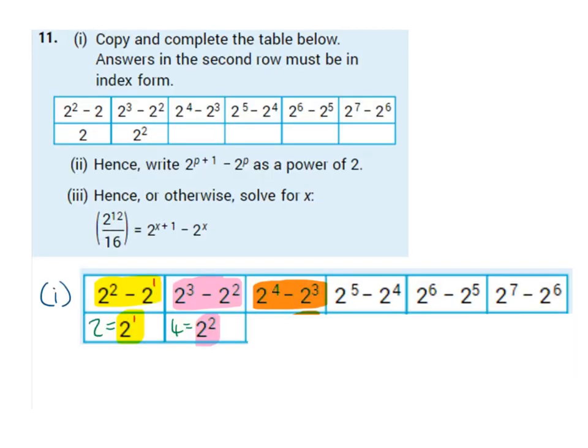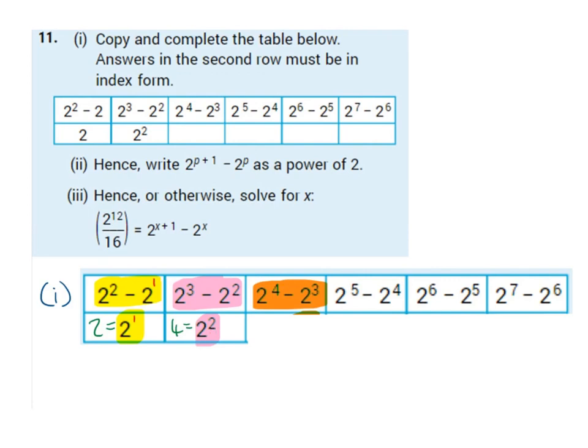So let's have a look at the first box or the first column and see how we got 2 here. So if you input into the calculator 2 squared minus 2, you will get 2, and 2 can be rewritten as 2 to the power of 1. And if you input into the calculator 2 cubed minus 2 squared, you will get 4, and 4 can be rewritten as a base of 2 as 2 squared.